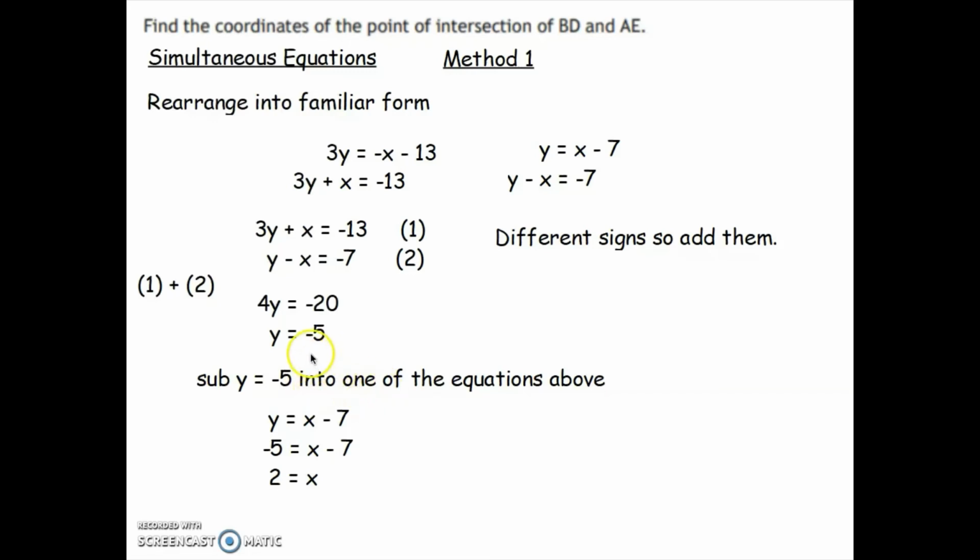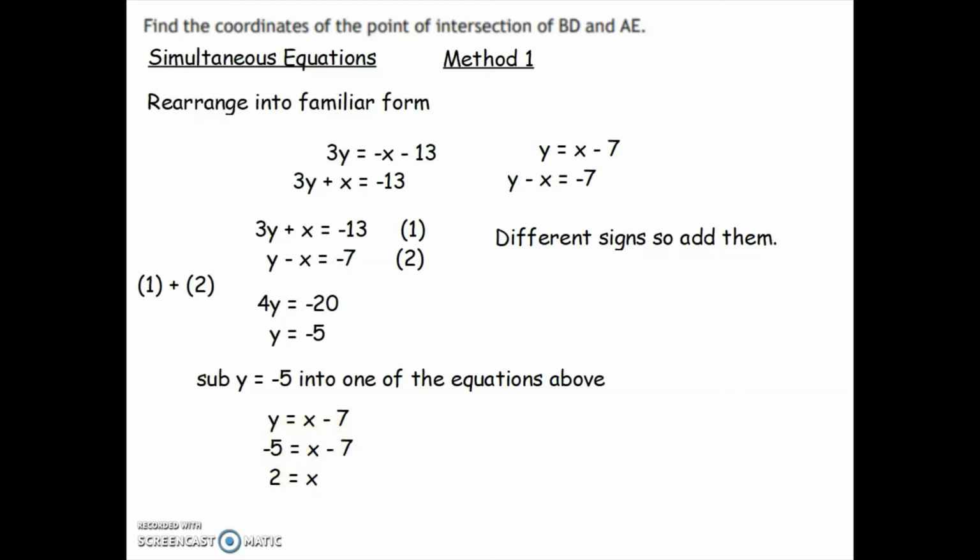So what I do is I can substitute in y equals negative 5 into any of the equations above. I'm going to go for this one here, y equals x minus 7, because it's just a bit easier to work with. So I've got y equals x take away 7. I substitute in y equals negative 5. So negative 5 will replace y in y equals x minus 7. I want x on its own, so I'm going to add on 7 to this side. So negative 5 plus 7 equals positive 2.